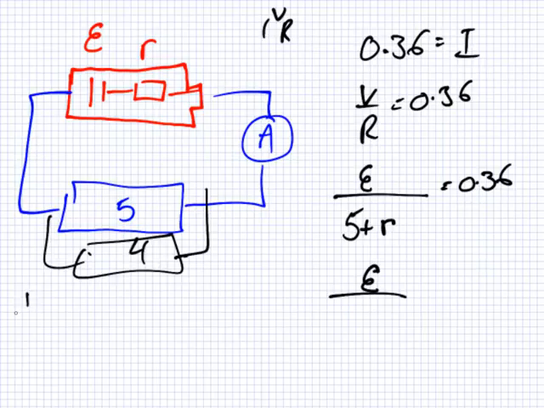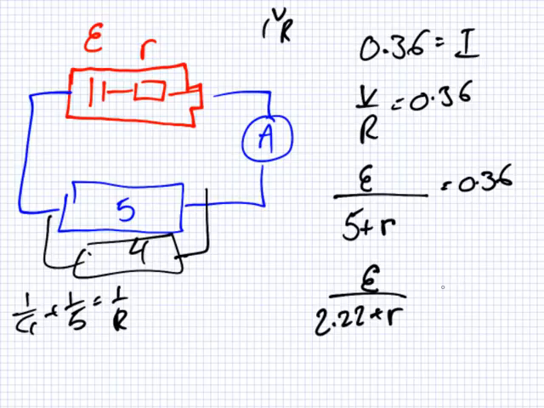Right. So we have 1 over 4 plus 1 over 5 equals 1 over R. 20 over 9. I'll double check. 2.22 is the R. Yes, I use 20 over 9. Okay, fine. So I have 2.22 plus small r equals, what's the current now? 0.485.